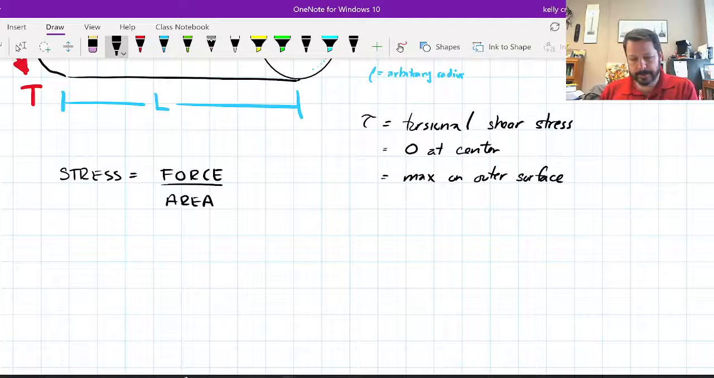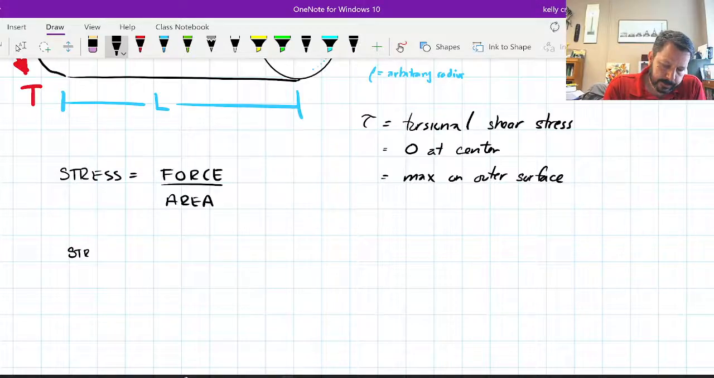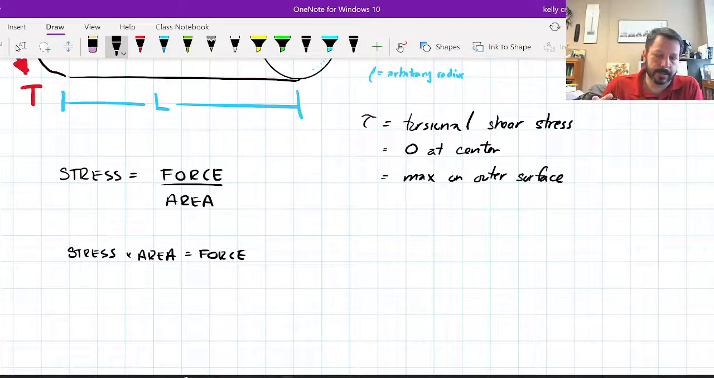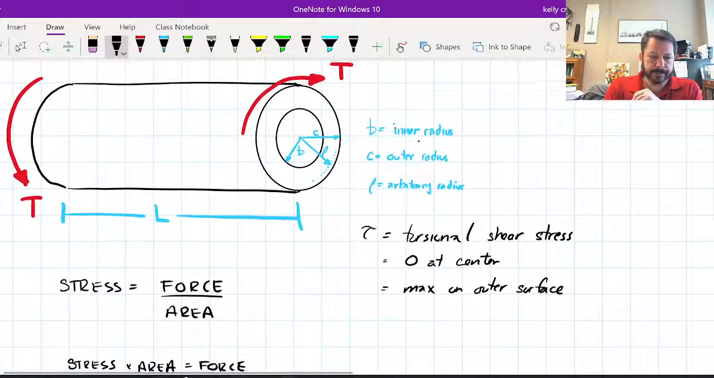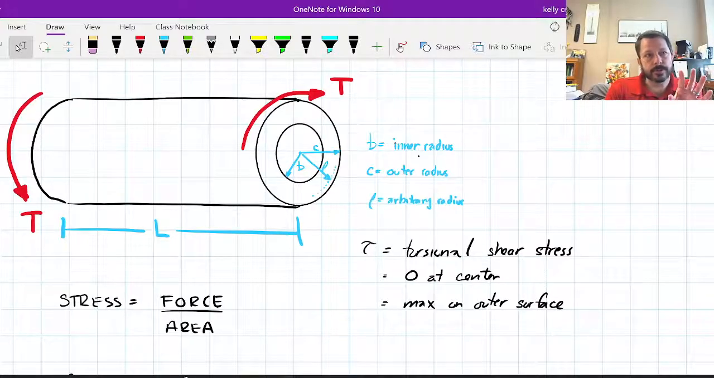All right, so we know this, and we could rearrange this to say stress times area equals force. So that's just the same equation, but solved for force. We also know that in this case, we're dealing with torques. And torques aren't quite forces. They are a force that's applied at some distance. So a torque, or a moment, is a force times a distance somewhere. That's creating that twisting effect.